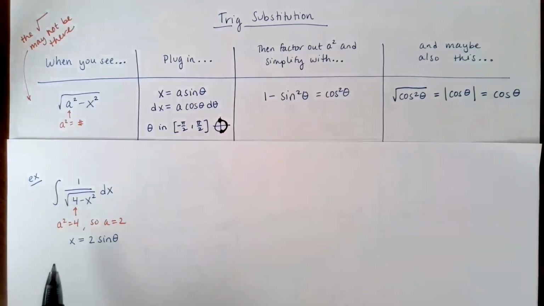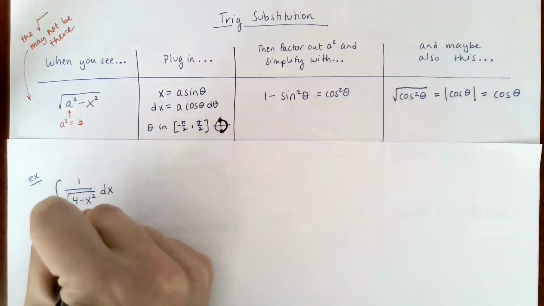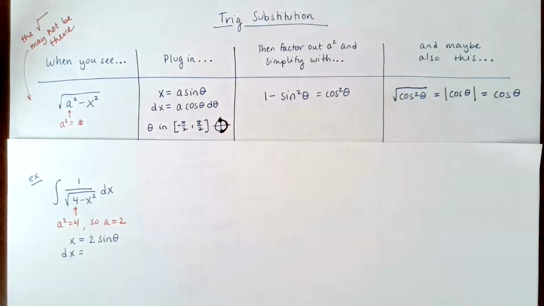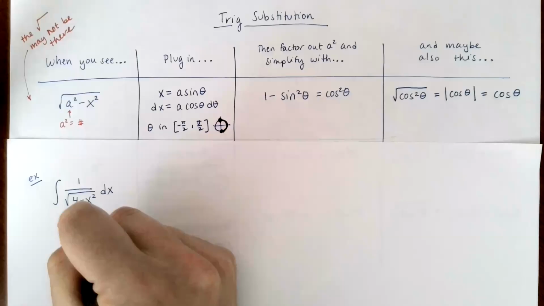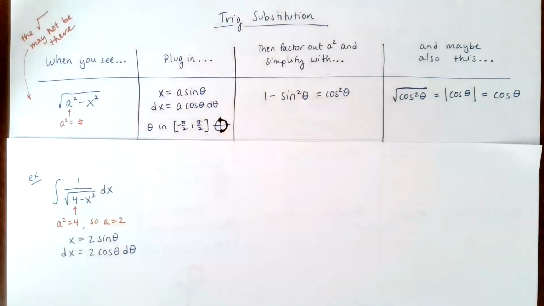Okay, so if we sub in x equals 2 sine theta, we have to do two things. One thing is to compute the dx that goes with it. Very similar to a u substitution, I'm just going to differentiate this right-hand side. That would be 2 cosine theta, and I'm going to put that d theta on it because I differentiated with respect to theta.